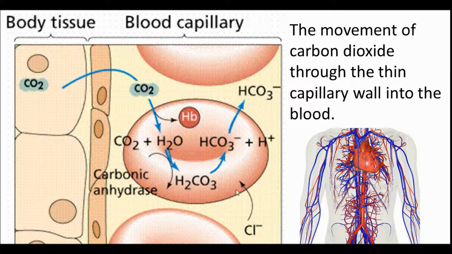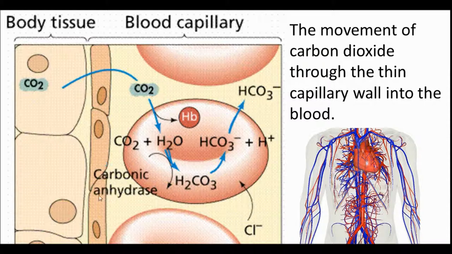So, in this rather complicated looking diagram here, we've got carbon dioxide being produced, so we've got respiration happening in all of these cells, CO2 building up, and it's diffusing through this very thin membrane here and into the blood capillary. Don't worry about all this complicated stuff, that's not necessary. So all you need to take home here is the fact that carbon dioxide is diffusing into a blood capillary.